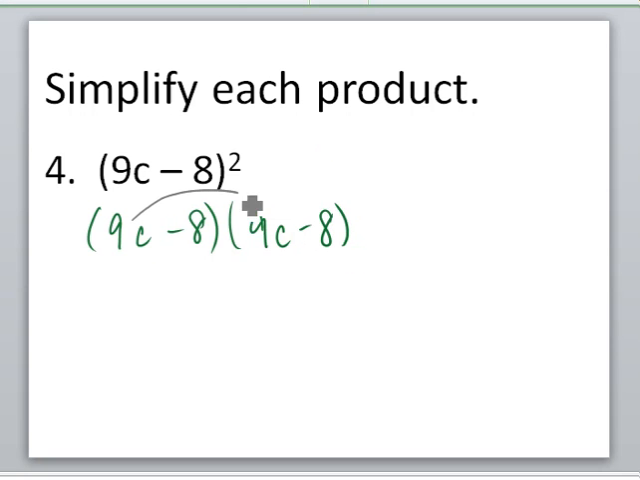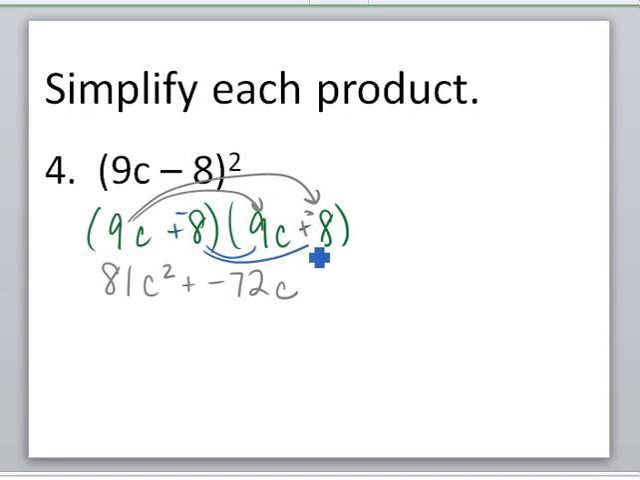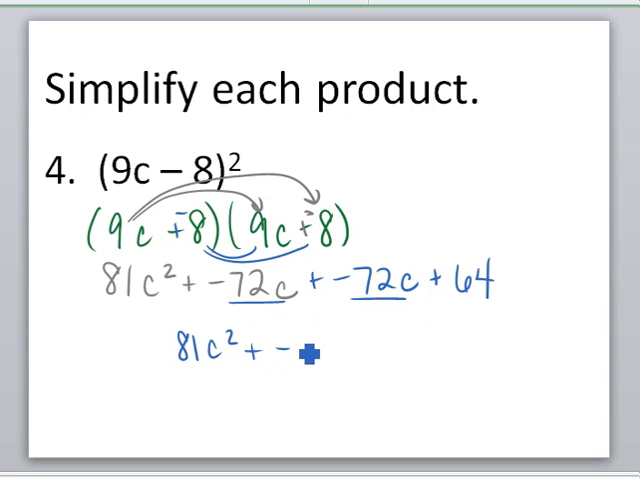I'll have 9c times 9c, and then 9c times, this is a negative 8. So 9c times 9c is 81c squared. 9c times negative 8 is a negative 72c. Now I'm going to take my negative 8 and distribute it through. So I have negative 8 times 9c, which is negative 72c. And then negative 8 times negative 8, which is a positive 64. When I combine my like terms, 81c squared, negative 72 plus negative 72 is negative 144c, plus 64.